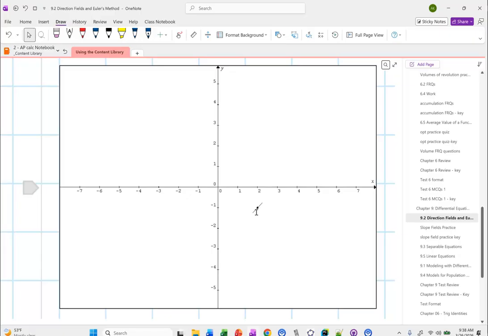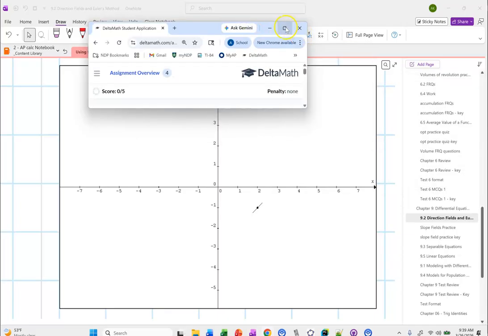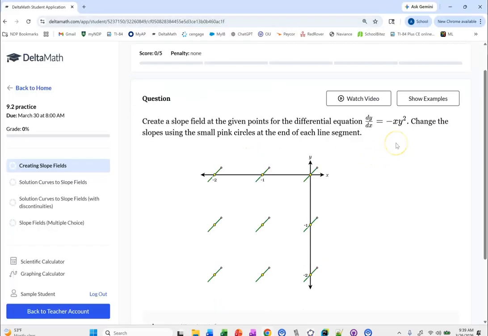Now, I'm not going to ask you to do this by hand because it stinks, it's really time consuming. The AP would not ask you to do this by hand because it stinks and it's really time consuming. What I will do is give you a Delta Math assignment where we give you a situation where everything is pre-made and we're just going to have to adjust the slopes at each lattice point to create our slope field. Does everybody feel okay there?